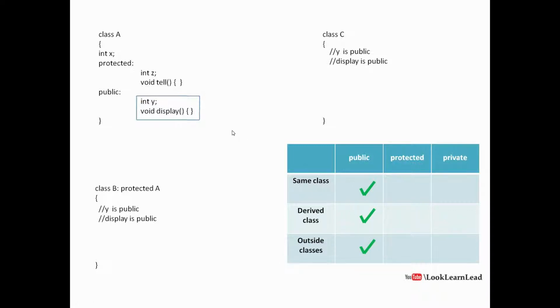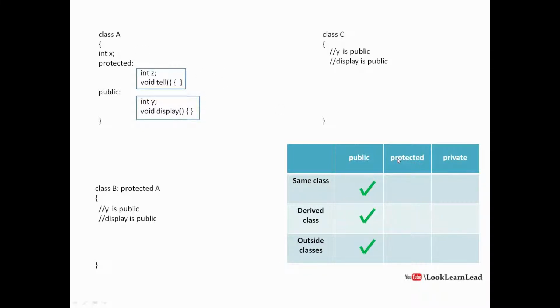Now let us see the protected members of class A. Class A has two protected members. It has a member variable z, and it has a member function void tell. These both are the protected members. Protected members of any class are accessed by either the class that inherits, that is, by the derived class, or by the friend function. So in this case, only B can access the integer z and void tell function. C cannot access it.